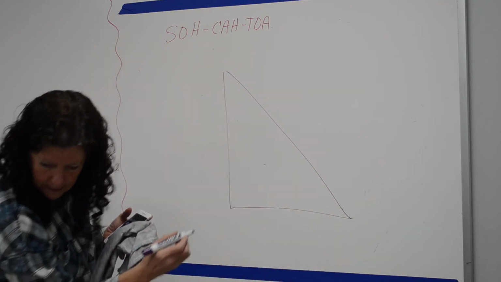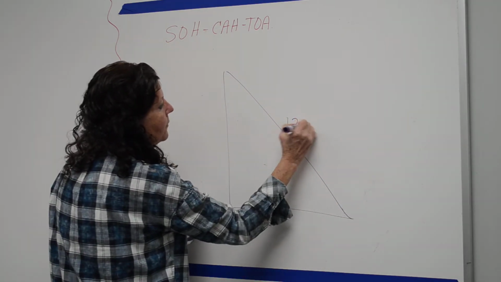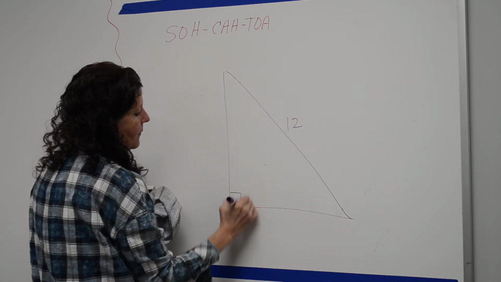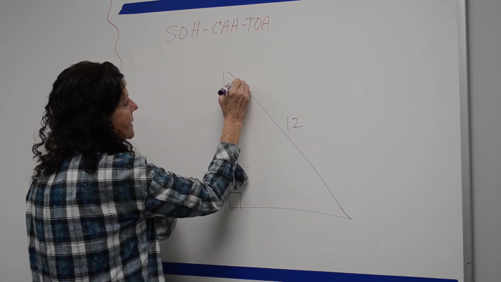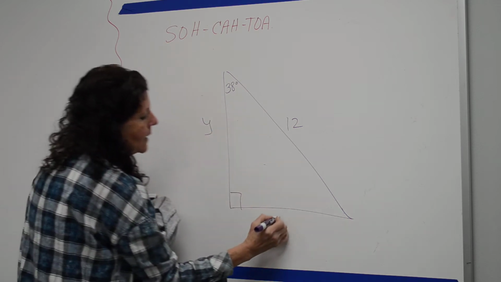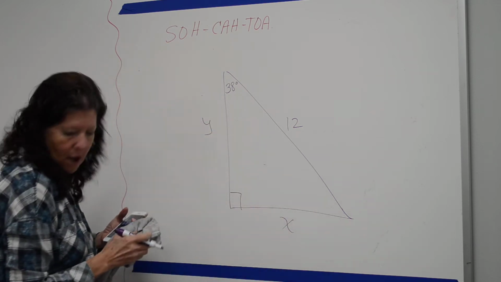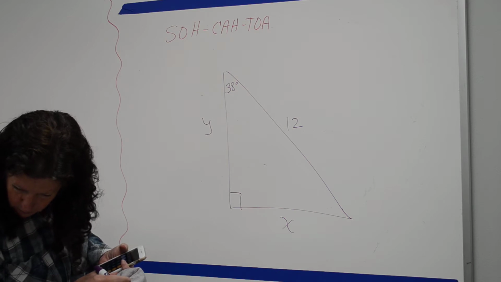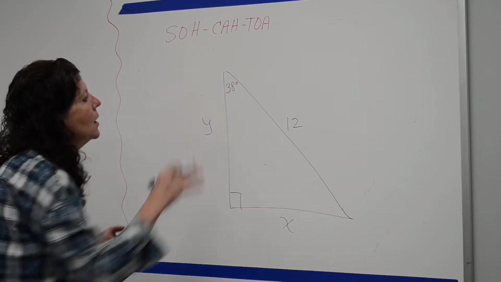So let's say this one you have a 12 here, you might have a 38 degrees here, and you're looking for y and you're looking for x. I think that's all you've got right there.